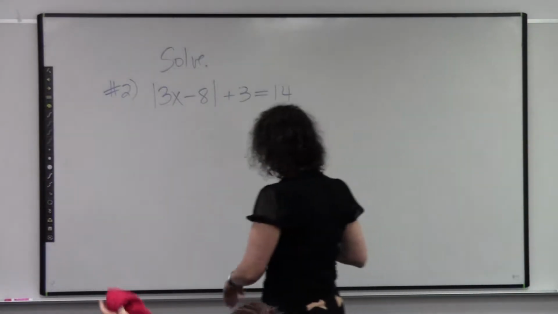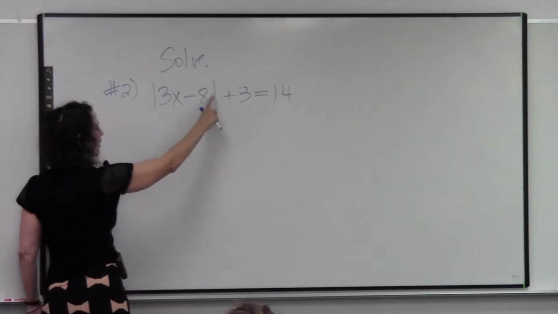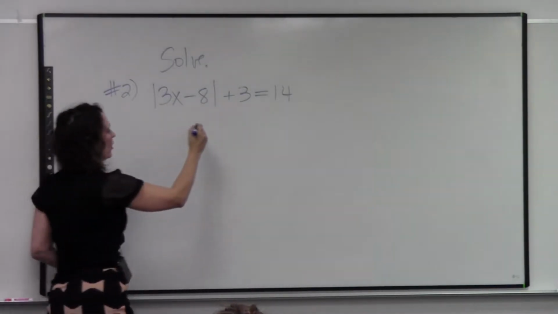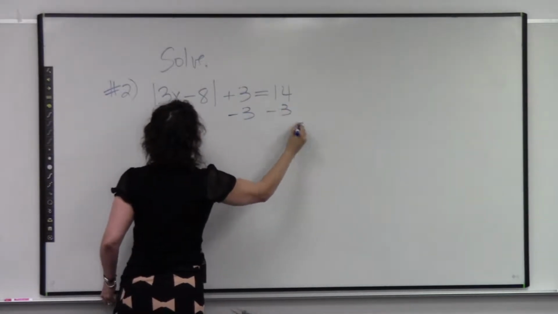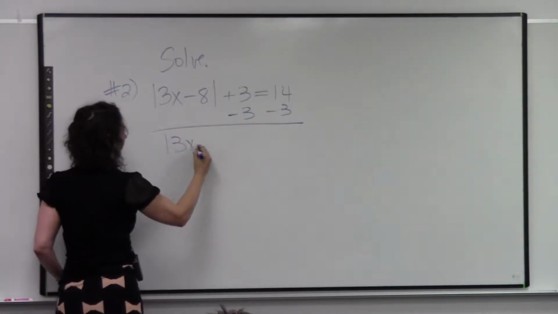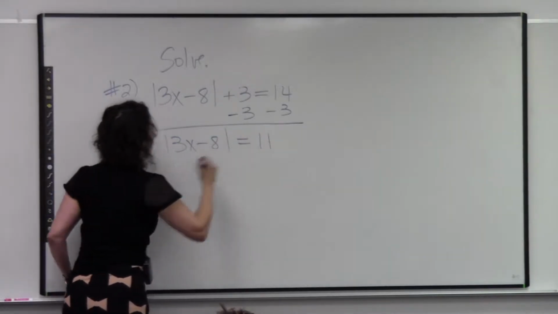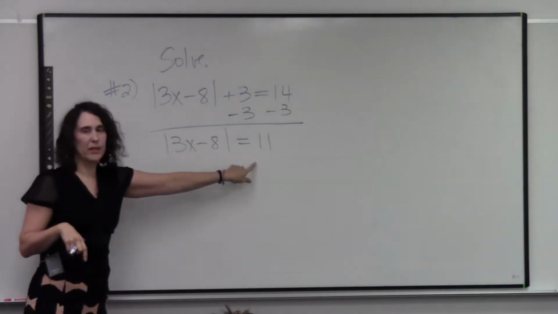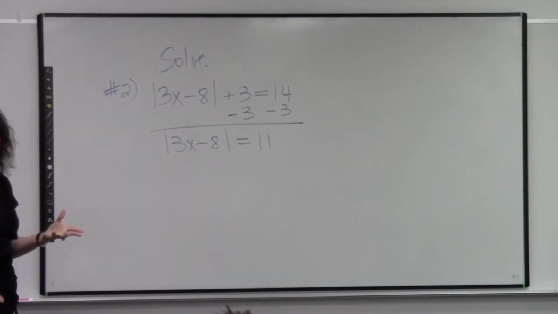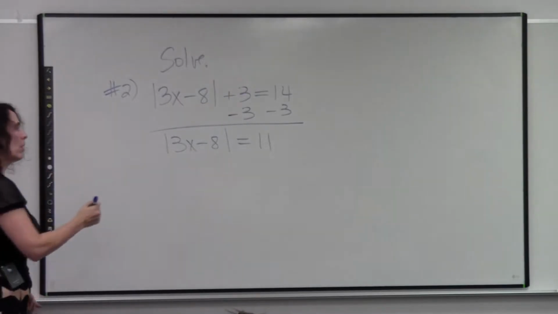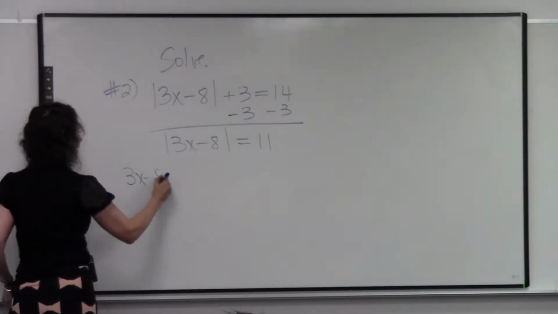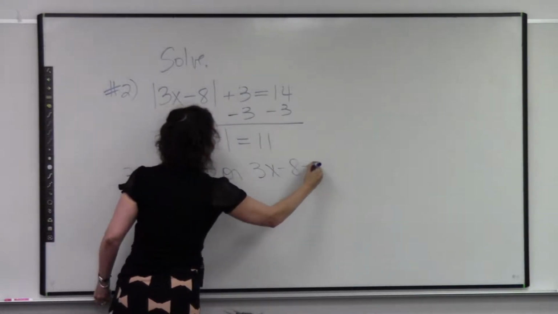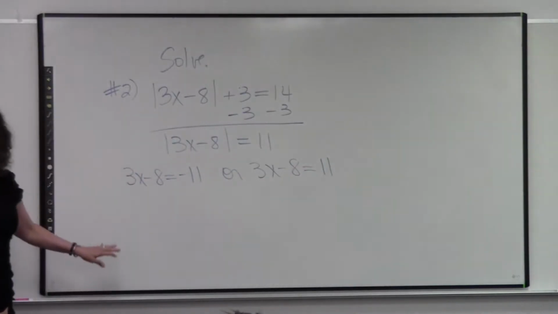All right, on problem 2, what do we have to do first? Because I notice I have absolute value and then I have this plus 3 on the outside. All right, we're going to have to subtract the 3 because we need to isolate the absolute value. All right, now we have absolute value of 3x minus 8 equaling a positive 11. And remember, due to the absolute value, we're going to have 2 equations. One of them with a negative 11, the other one with a positive 11. And we're going to have to solve both of them.